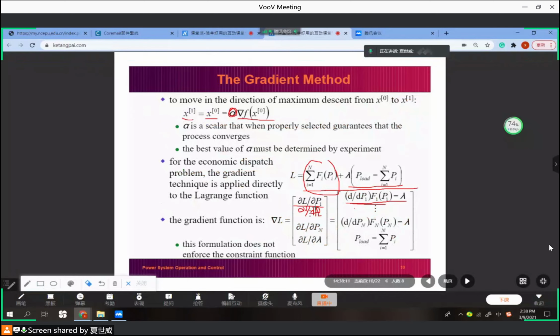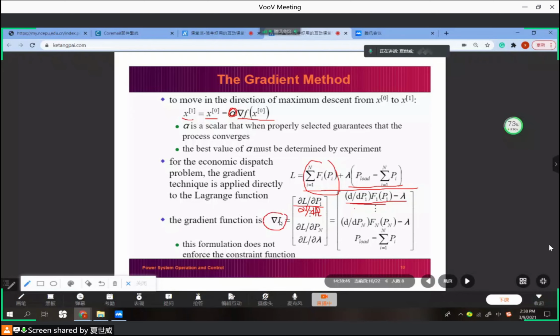Okay, and so the first order derivative of L over P2 will be df2 over dp2 minus lambda. Similarly, for generator n, you will get this. The next element is the first order derivative of L over lambda. So this term is 0. The second term, the first order derivative of this, will be P load minus sigma i from 1 to n Pi. So based on this, you have calculated the first order derivative of L.